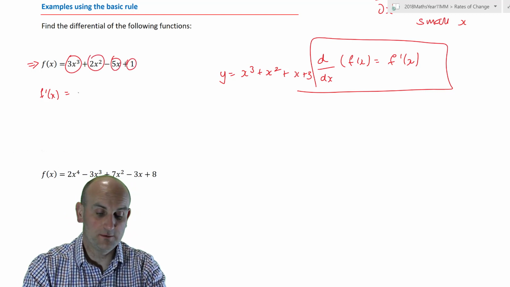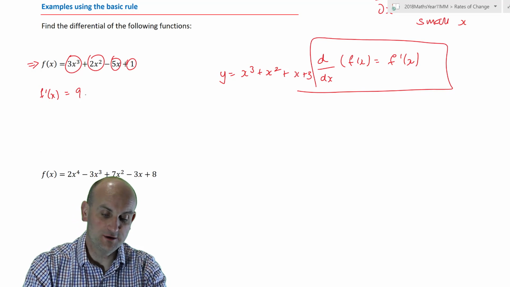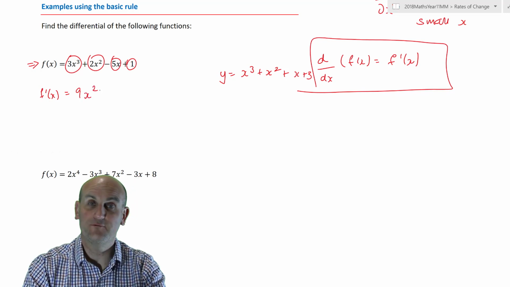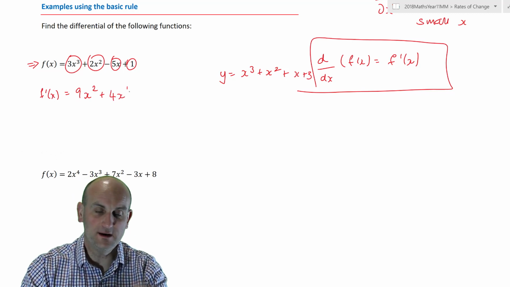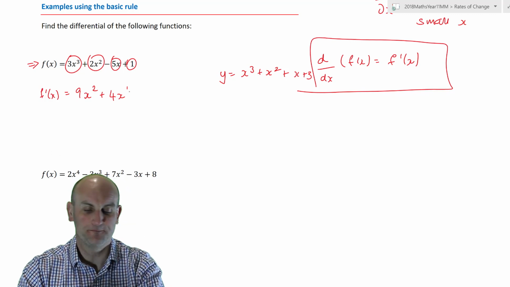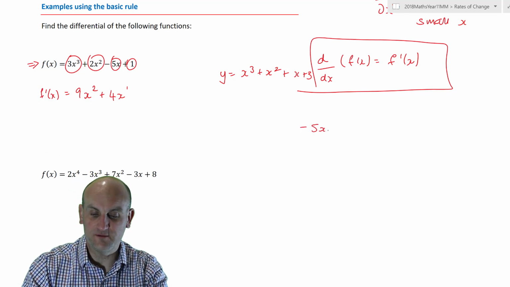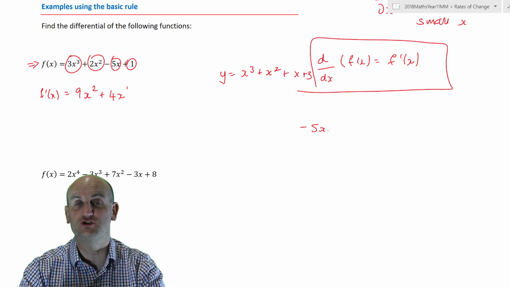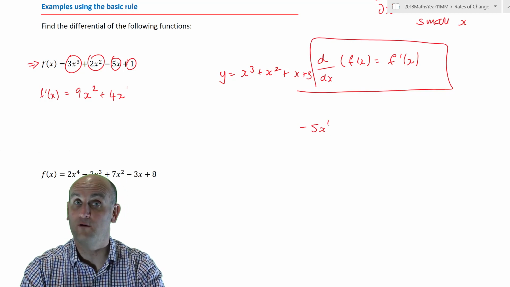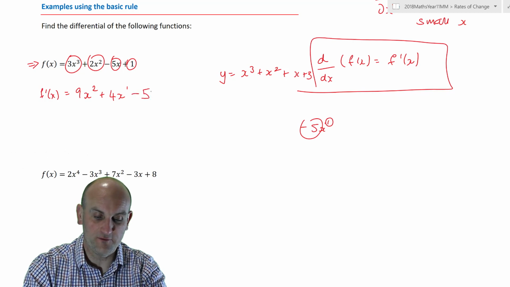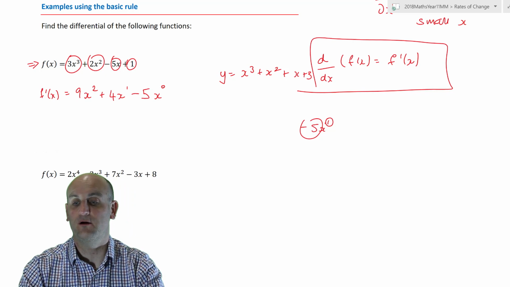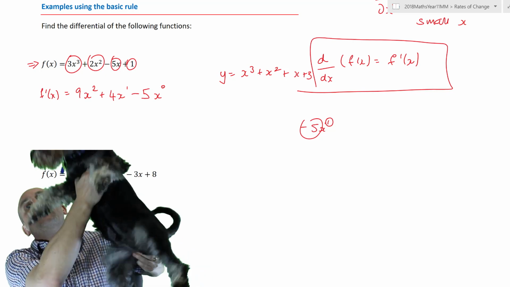So 3x cubed, multiply the power by the coefficient, gives me 9x, and take 1 from the power. I'm going to add, well, 2 times 2 is 4x to the power of 1. Now, what is this minus 5x business? What happens here? Well, whenever there is just a letter, we know that's the power of 1. So I'm going to do 1 times minus 5, which gives me minus 5. I'm going to write the x, and I'm going to take 1 off the power, which gives me the power of 0.